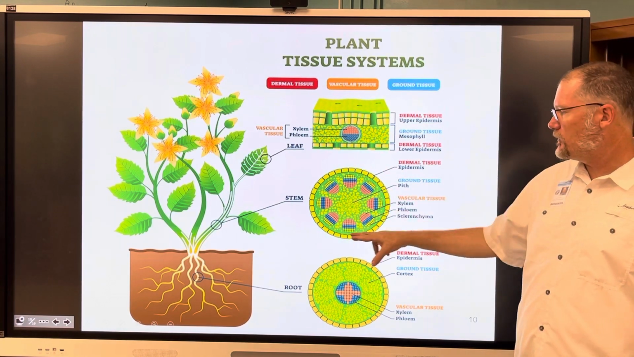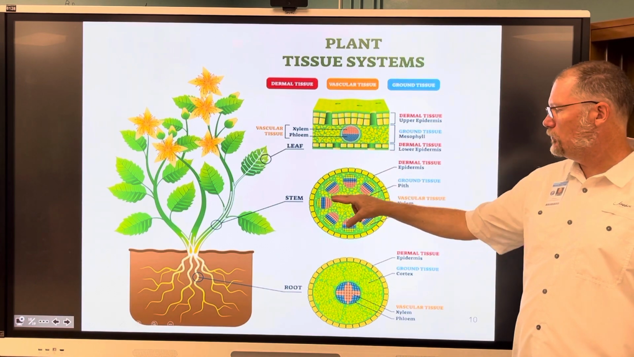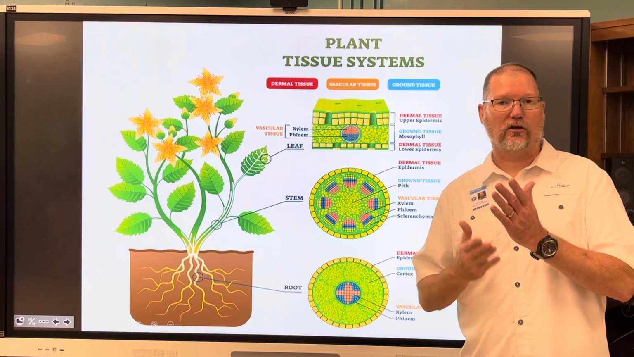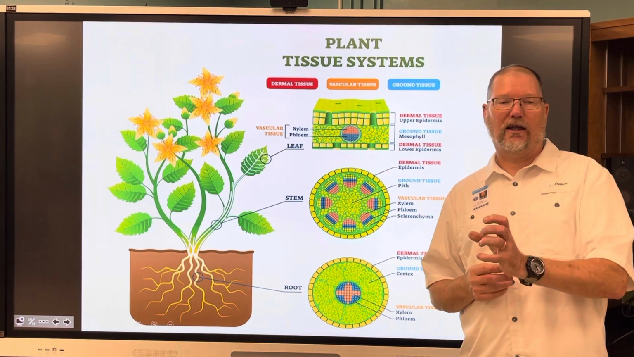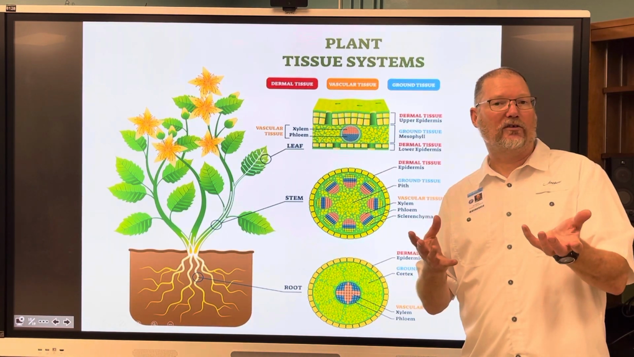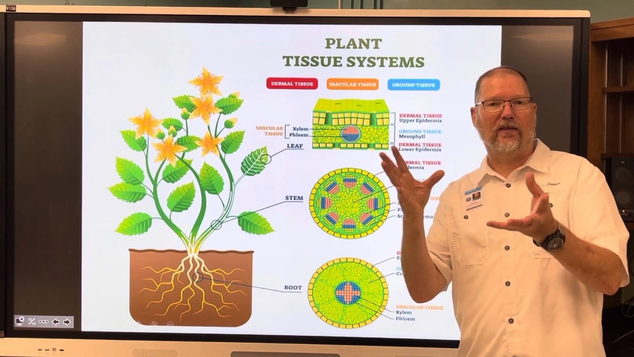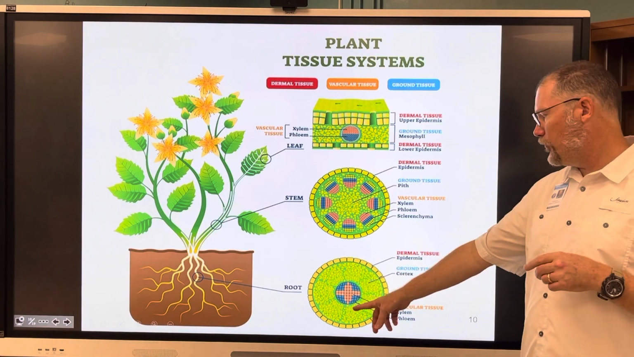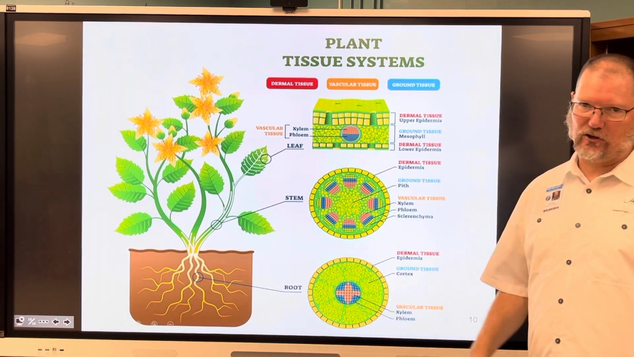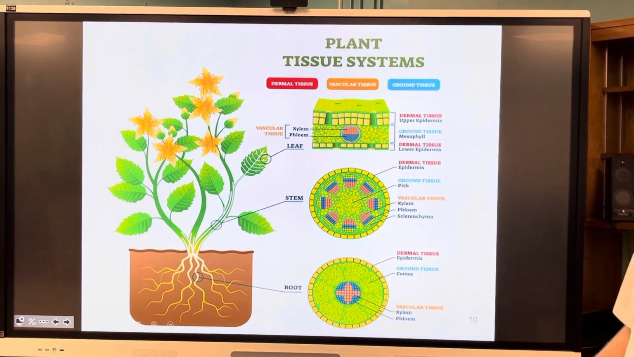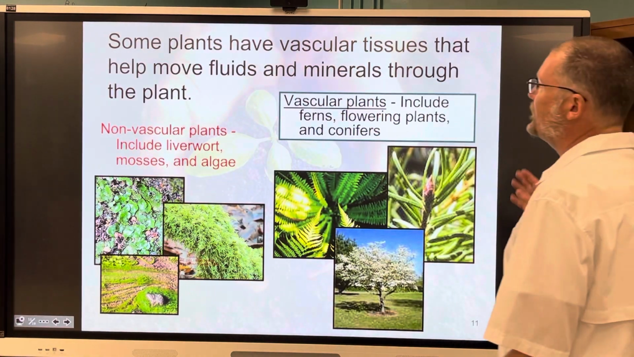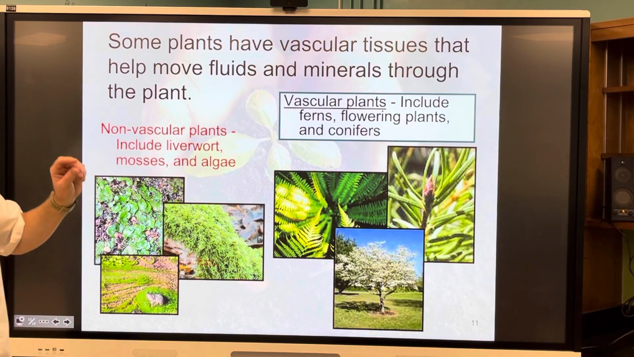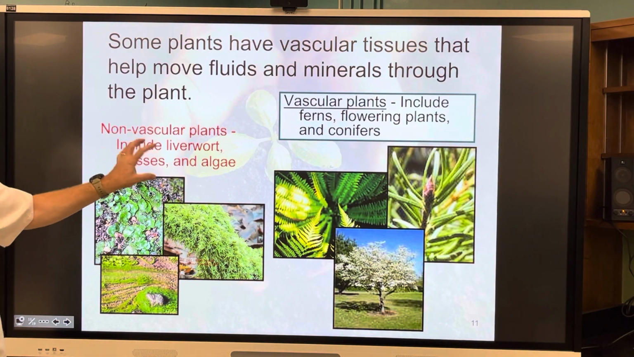And then this is the stem with the different vascular tissue, all arranged. It's really easy to see when you cut a celery stalk. You can see them. And if you put it in colored water and come back a few hours later, the leaves of the celery will be the color of whatever color you put in the water. And then the roots, which are very similar, but just arranged differently. So they all have the same tissues, they're just arranged differently. Now some plants have vascular tissues that move the fluids and materials through, but some don't. These are non-vascular plants.